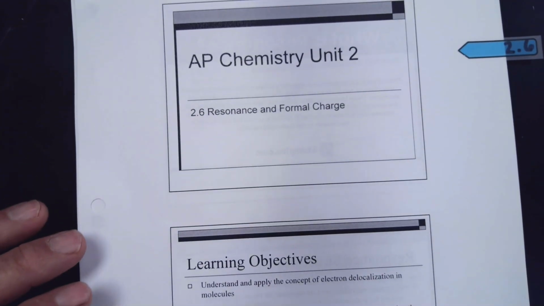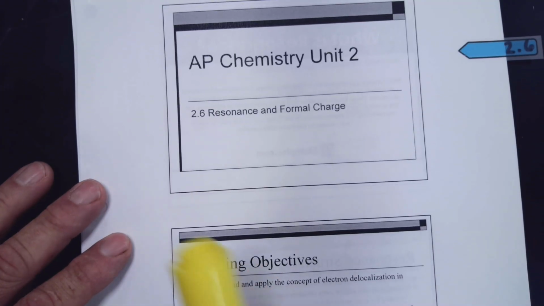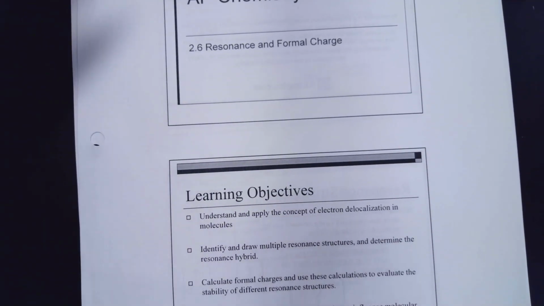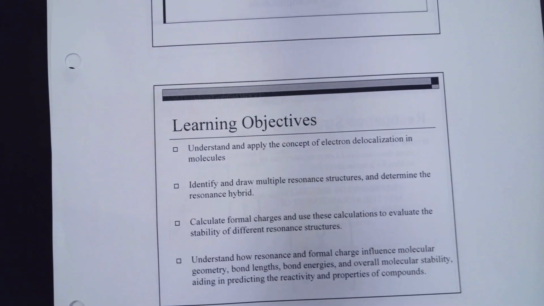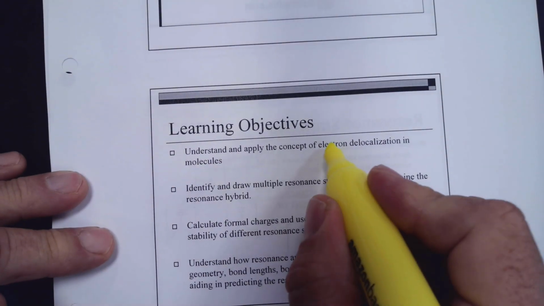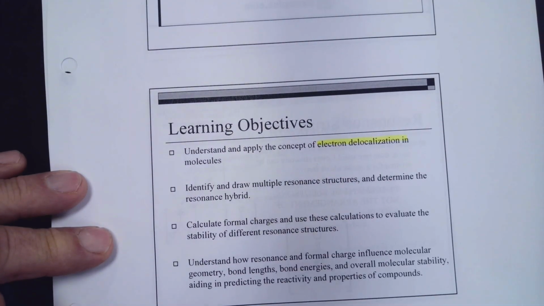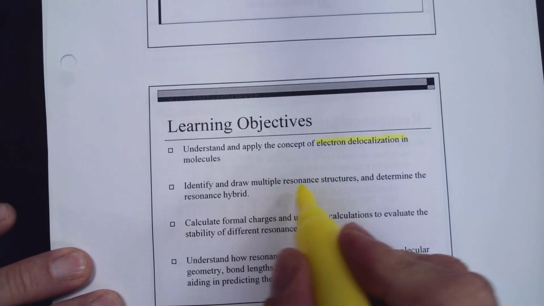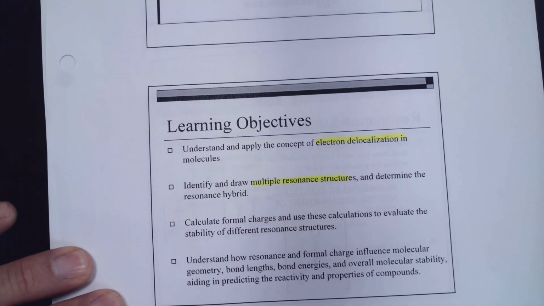All right, this is AP Chemistry. We're on Unit 2, and we're talking about resonance and formal charge. And the main things that we want to learn here, and some terms that we need to know that are important, is that we understand what delocalization of electrons is, and understanding what resonance is, and that we can have multiple structures.